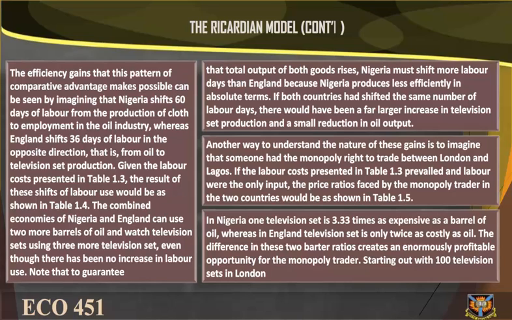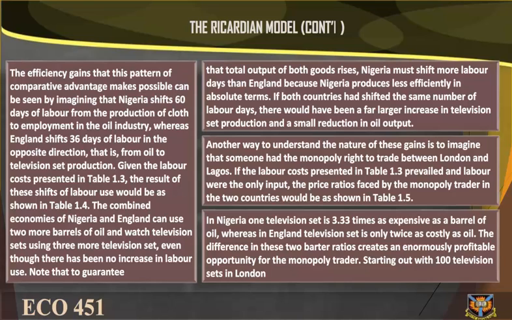Note that to guarantee that total output of both goods rises, Nigeria must shift more labor days than England because Nigeria produces less efficiently in absolute terms. If both countries had shifted the same number of labor days, there would have been a far larger increase in television set production and a small reduction in oil output. Table 1.4, the gain in output from trade with comparative advantage.